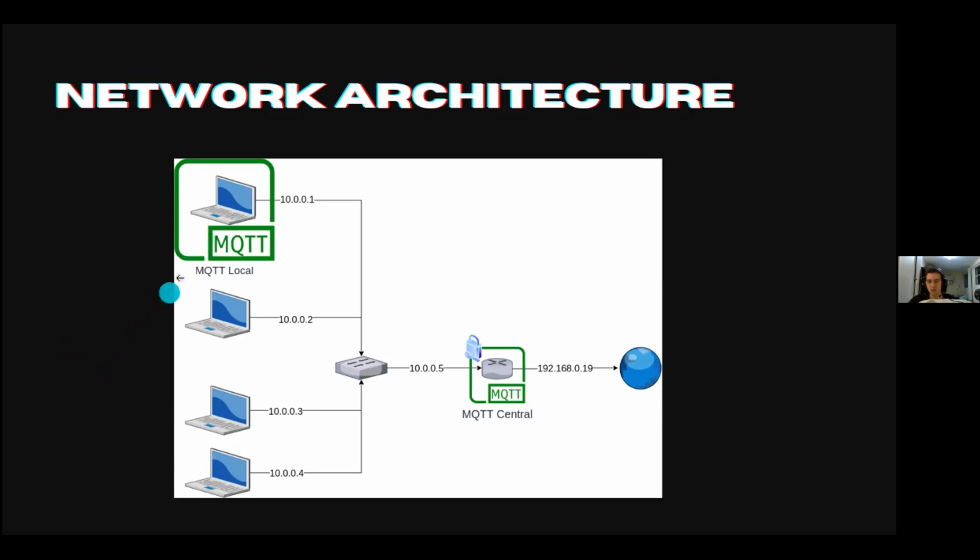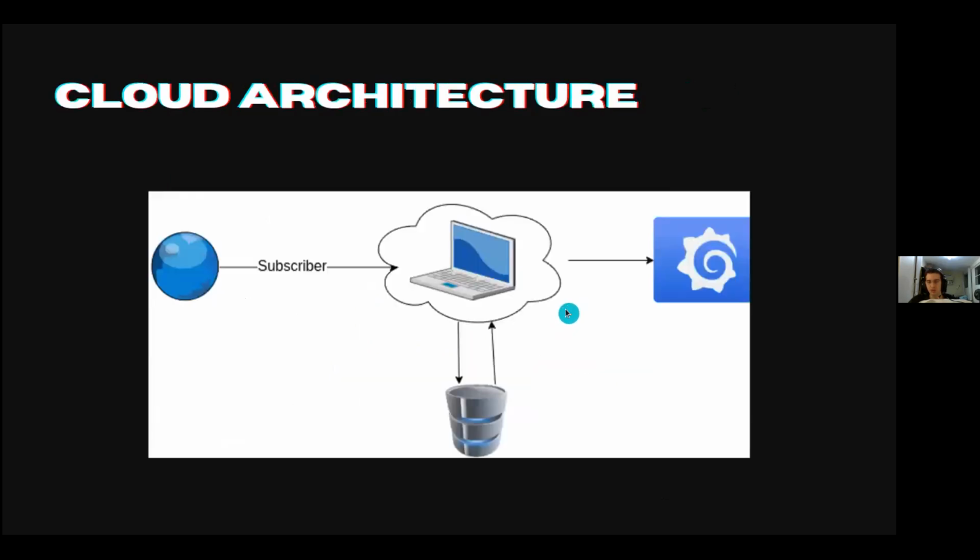So it will send an MQTT package, and in the host local, it will send a message to the MQTT central, and the MQTT central will publish a message to the cloud host to populate the tables, and afterwards be connected to Grafana and display the dashboards.